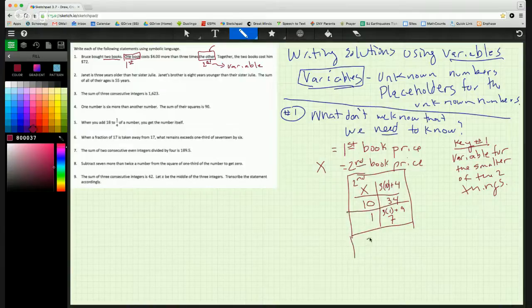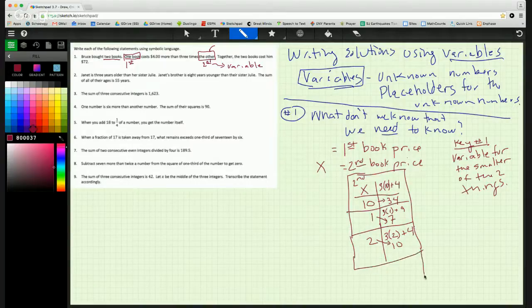If, say, it costs 2, then we'd say 3 times 2 plus 4, that's 6, that's 10. And so what we're doing is we're taking 3 times this first book and we're adding 4. 3 times the first book, adding 4.